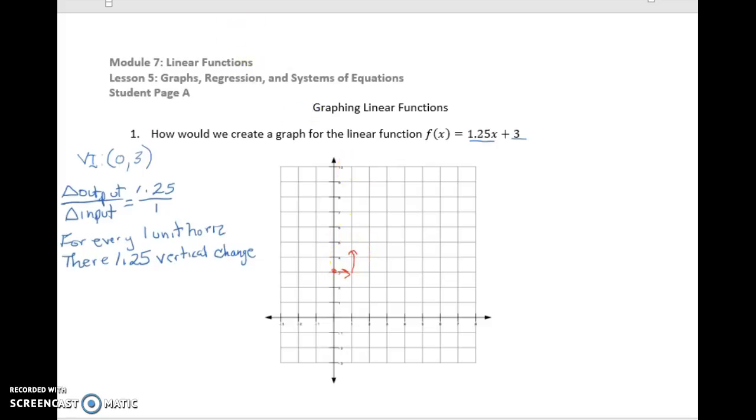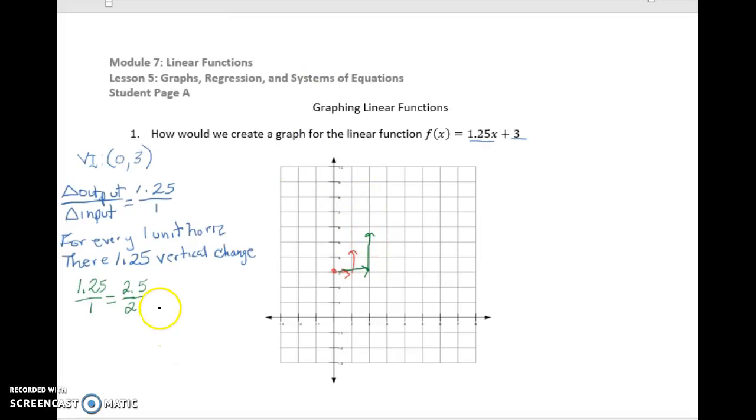So let's think, what is an equivalent fraction to 1.25 over 1? Well, if we move 2 units to the right, that would mean we'd have to move 2.5 units upward. And again, 0.5 is easier to approximate, but still, we're not exactly sure where in the middle of these two lines we actually are. I mean, we're halfway, but we don't know exactly where to put that point.